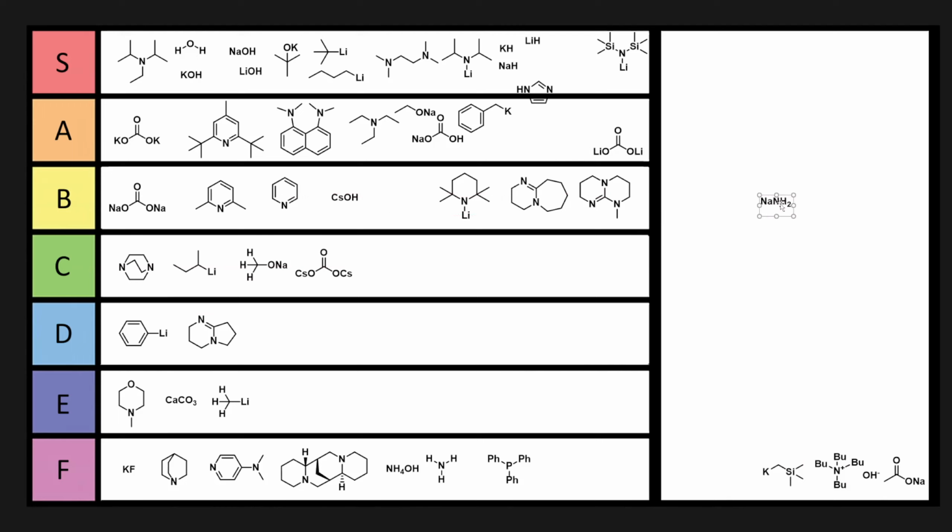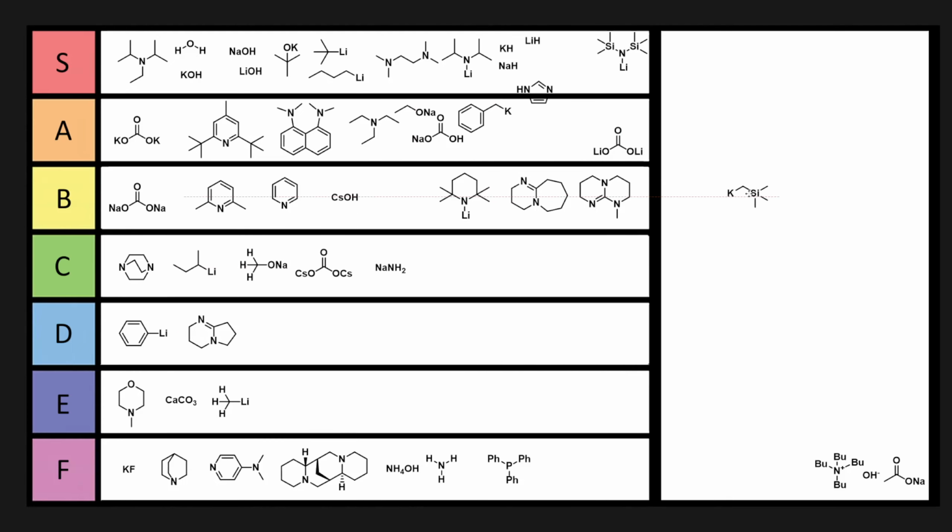Now, sodium amide is like the E2 base that you always learn about in introductory organic chemistry, but no one really uses it because it has really sucky solubility and it's usually too strong of a base. Plus, you generate ammonia, which can do stuff as a byproduct, but it can be prepared by amateur chemists relatively easily just by dissolving sodium in ammonia and then evaporating it. So it's accessible. However, it's a little bit too strong and too difficult to handle, not that soluble. We're going to put it in C tier.